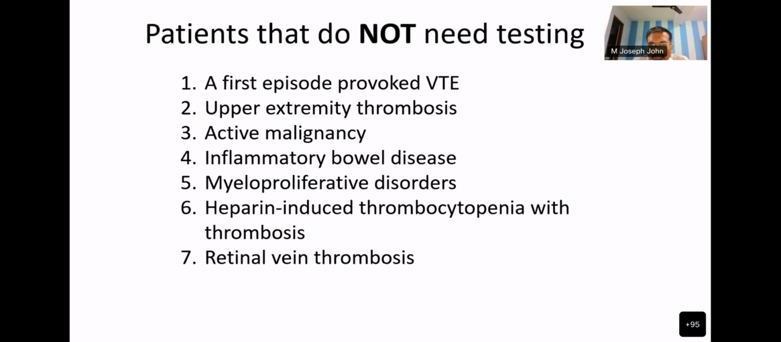The same gentleman, now we are continuing. Whether to continue to do the testing or not for thrombophilia is a question. If it is a first episode of provoked VTE, we do not require testing for thrombophilia. If it is upper extremity thrombosis, do not require. Active malignancy, no. All the other causes are provoked causes of thrombosis and therefore no need to test for thrombophilia or loss of function, deficiency of thrombosis.